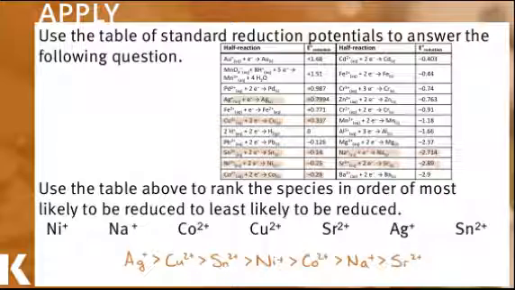Being able to identify which chemical species is most likely to be reduced using a reduction potential table is an important step in being able to generate the overall ionic equation for a redox reaction. So spend some time getting familiar with reduction potential tables and how to use them.